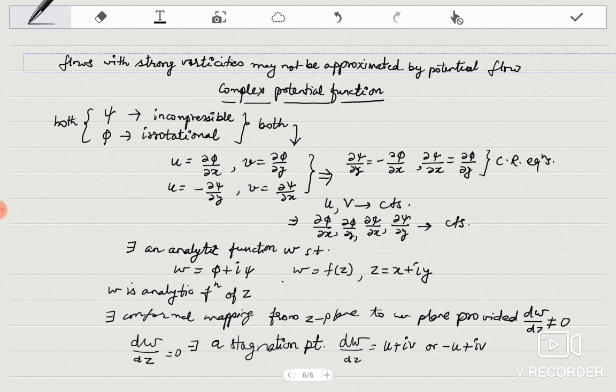Now how will we use this complex potential? I'll teach you in the next lecture.